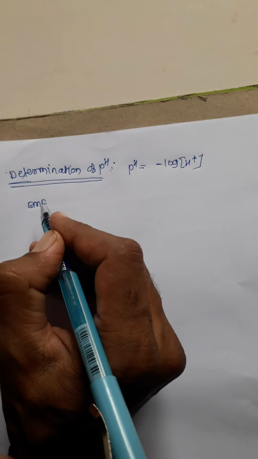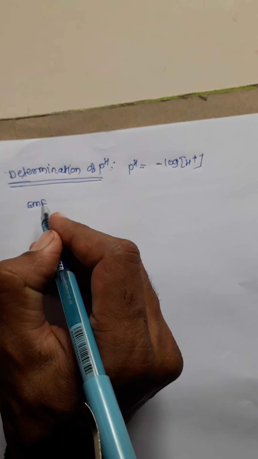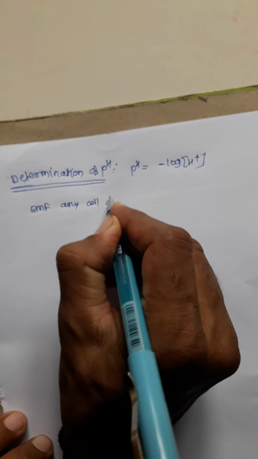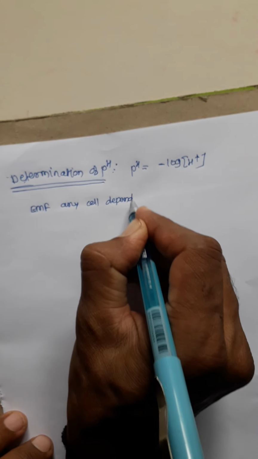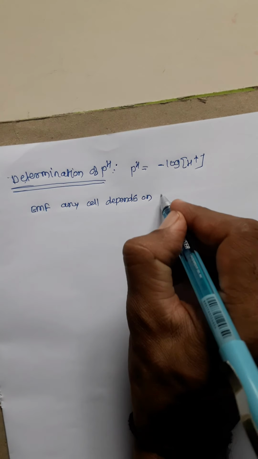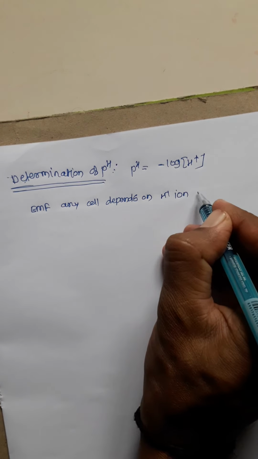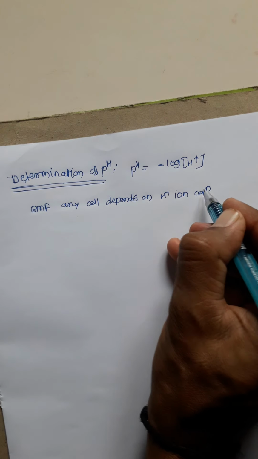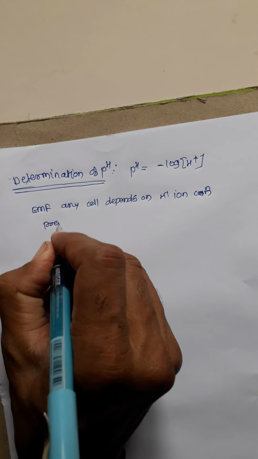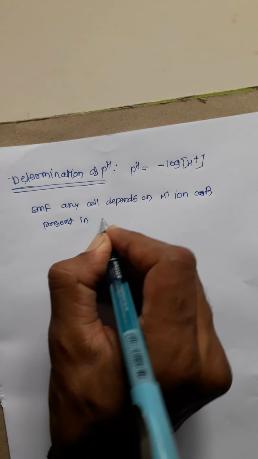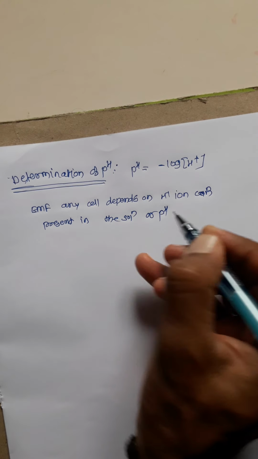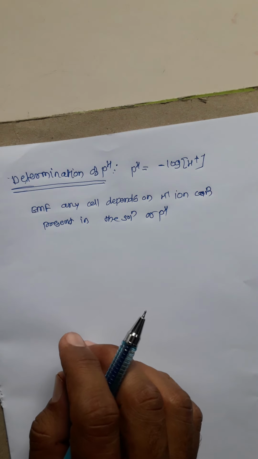Then the EMF of any cell. EMF means cell potential or reduction potential. The EMF of any cell depends on the H plus ion concentration present in the solution, or the pH of the solution.